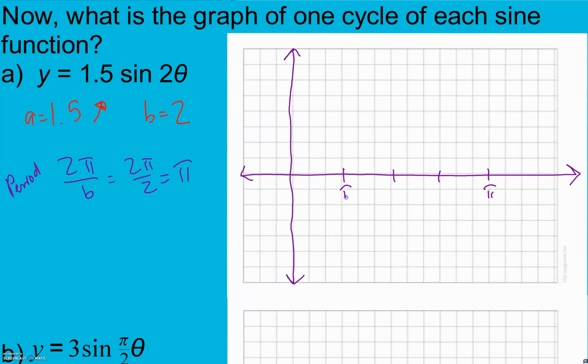I'm going to split it into fourths again. So pi over 4, just like on the last one, 2 pi over 4 is pi over 2, 3 pi over 4, and 4 pi over 4. My a value is 1.5. And since it's positive, we're going to go up. 0, max, 0, min, 0. And 1 cycle. So I don't need the arrow there when it says 1 cycle.